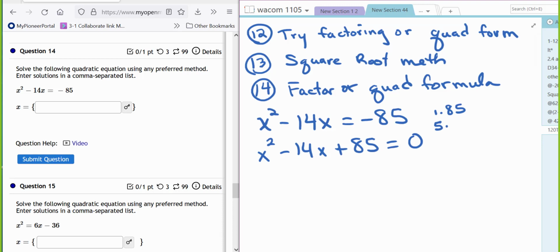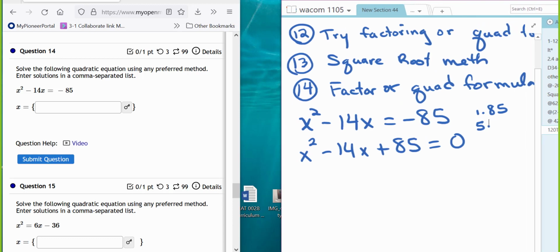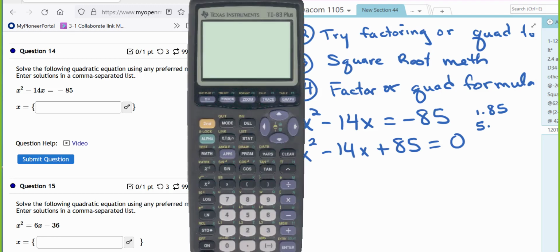And I think I pulled that over top of my calculator. Not sure how that happened. Oh, because I got it down too long. Okay. So we'll just do 85 divided by 5, 17.